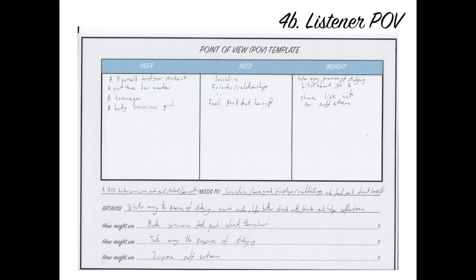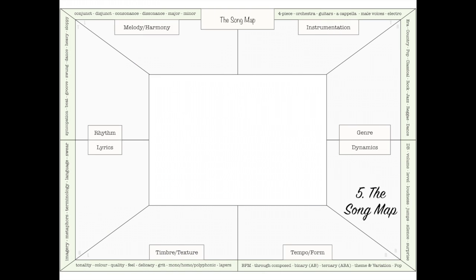Step 5 is the new tool which has been designed for this framework. It's called the Song Map, and it's intended as a bridging tool between the user-centric work that we've just completed and the song or the music that we will create.